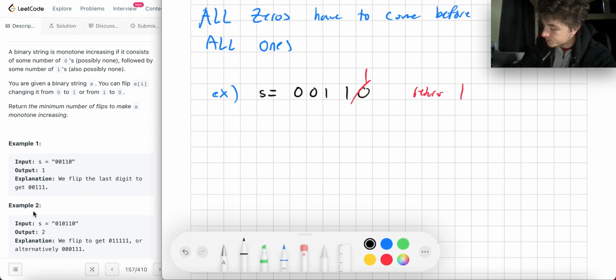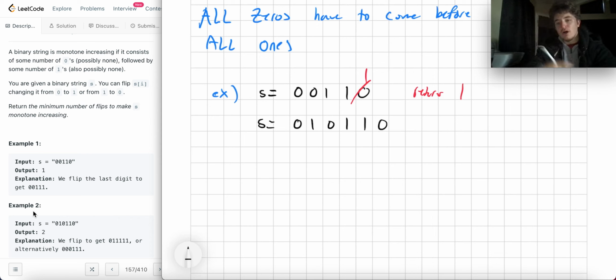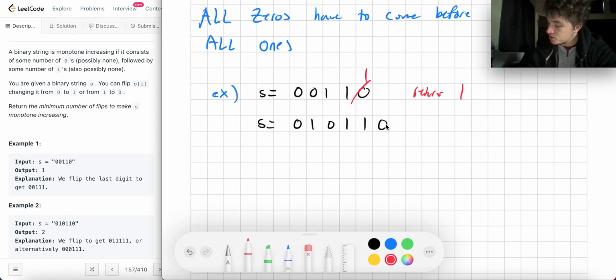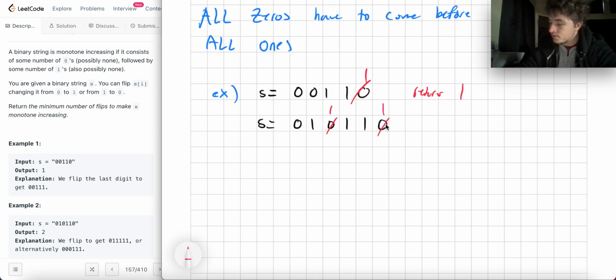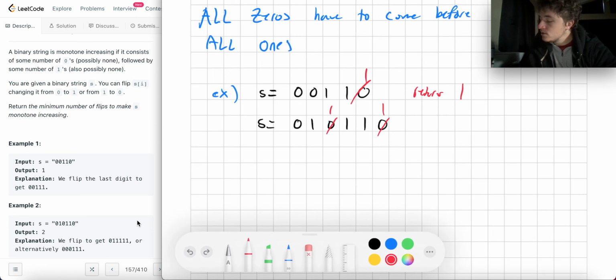Okay, let's do another example. Let's say S equaled 0, 1, 0, 1, 1, 0. Well, it turns out in this example we have multiple options, right? Because obviously it's not monotone increasing because we have this 0 and this 0, which are causing issues. So one solution is we could turn this into a 1 and turn this into a 1. And that would give us 0, 1, 1, 1, 1, which is monotone increasing. So that's 2 flips.